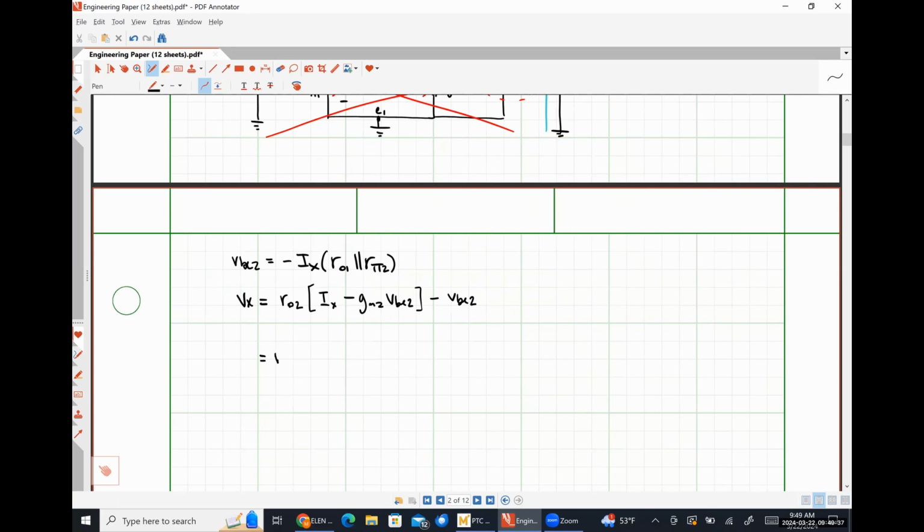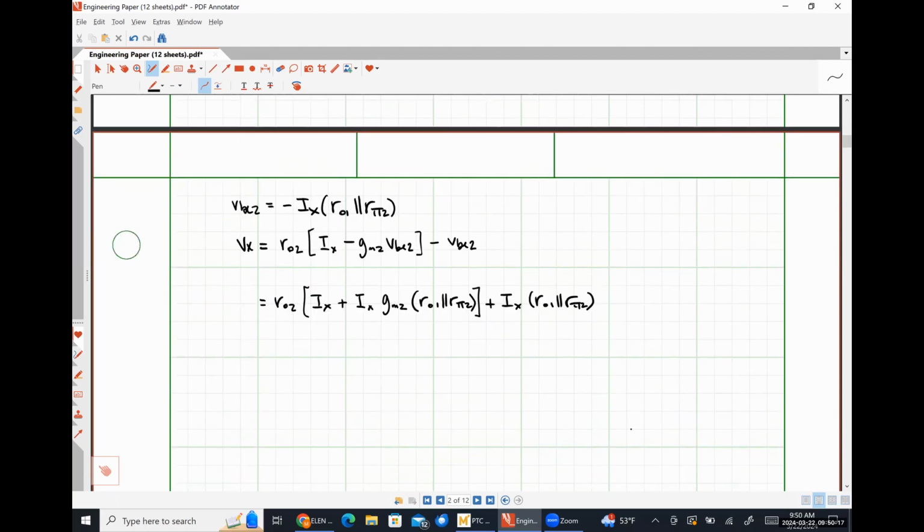So Vx is going to look like R02 times Ix plus Ix times GM2 R01 in parallel with R pi 2, plus Ix times R01 in parallel with R pi 2. Anybody have an issue with the substitution that I've made, signs, algebra, all that jazz, where I usually make dumb simple mistakes? Everything seems legit.